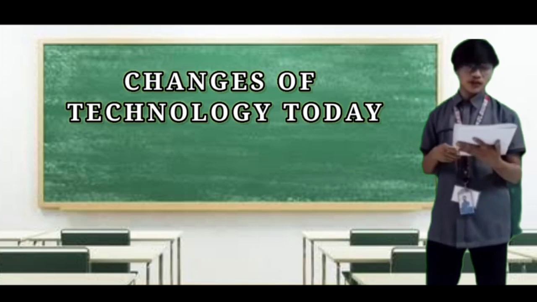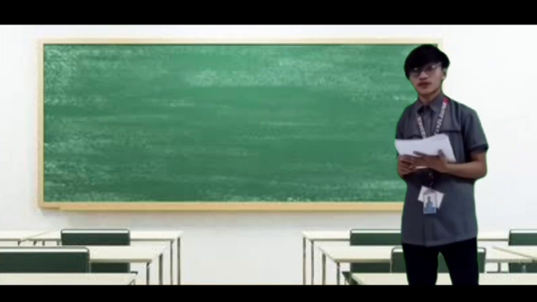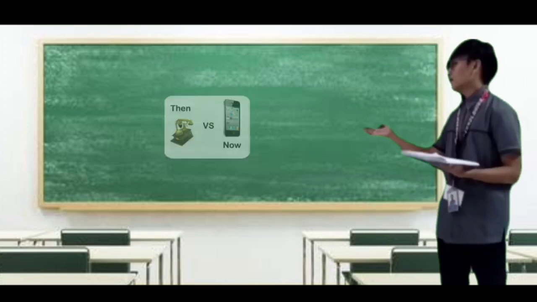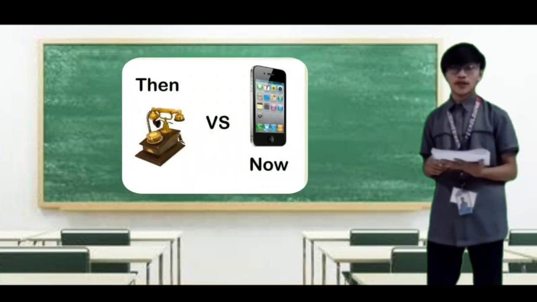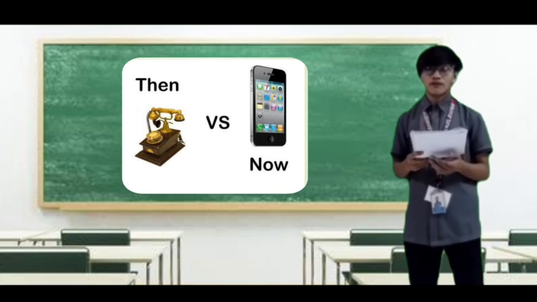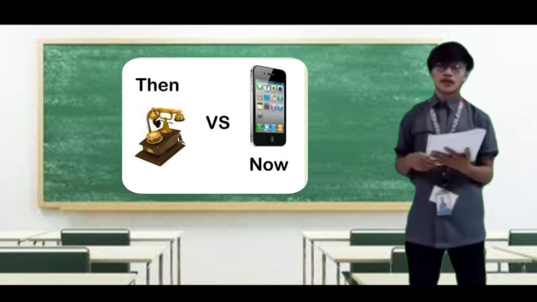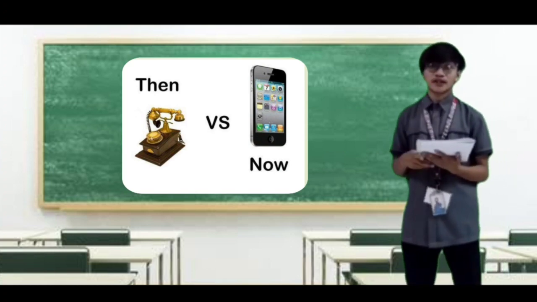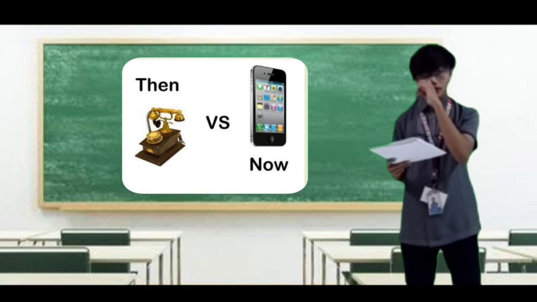Also, we will see here the changes of our technology today. Let us proceed to the first picture. As you can see, before we had a telephone, and today we have a mobile phone or cell phone. If we were going to compare those two, actually they are similar. They are devices that can help us to communicate with another person over long distances.